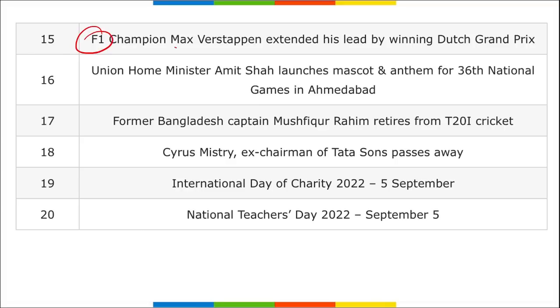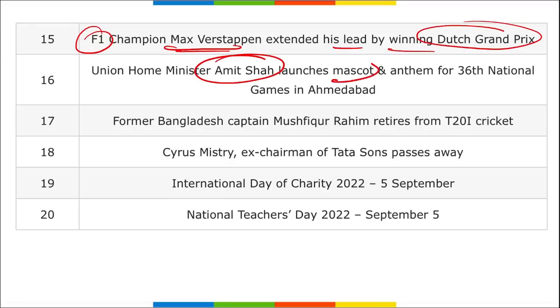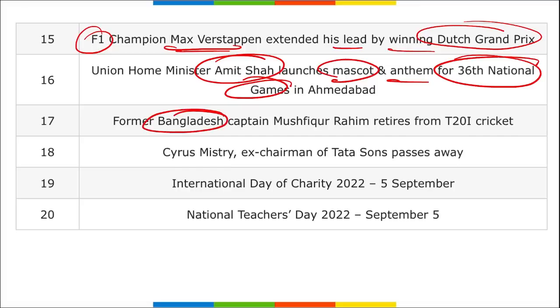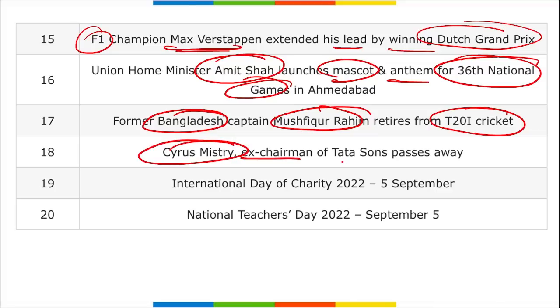Next, F1 champion Max Verstappen extended his lead by winning the Dutch Grand Prix. Union Home Minister Amit Shah has launched the mascot and anthem for the 36th National Games that will be held in Ahmedabad, Gujarat. Former Bangladesh captain Mushfiqur Rahim has retired from T20 international cricket. Cyrus Mistry, who was the ex-chairman of Tata Sons, has recently passed away.